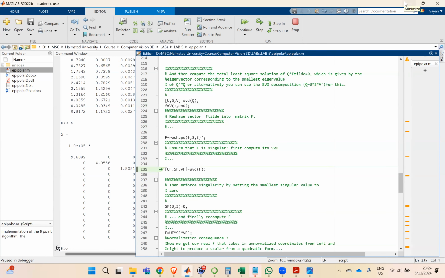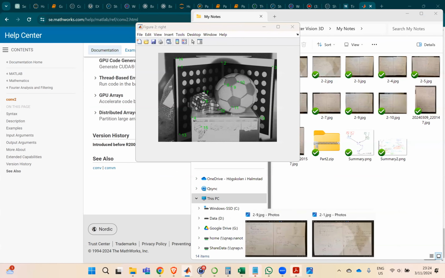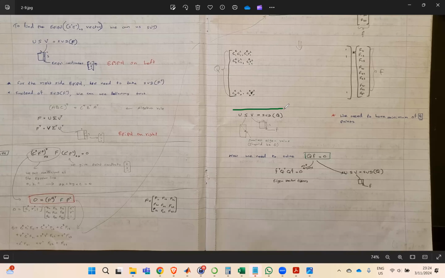So what we do is we construct the F again by multiplying. Sorry guys, just a moment. Yeah, there's one more thing. Okay, so we take the SVD of Q.